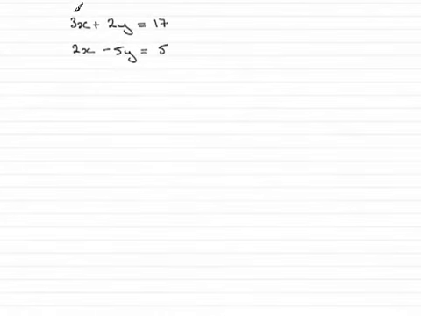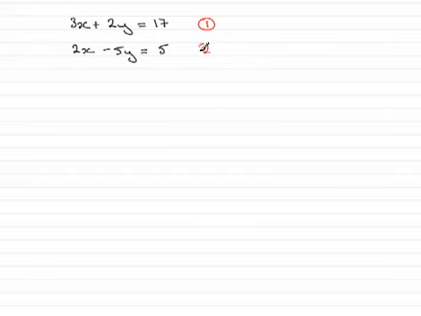Now in this question we're asked to solve the simultaneous equations 3x plus 2y equals 17 with 2x minus 5y equals 5. I've picked this example to demonstrate the next type of simultaneous equation, where neither the x terms nor the y terms are the same. So how do we do this? Well, again, like all simultaneous equations, let's make sure we start by numbering the equations.